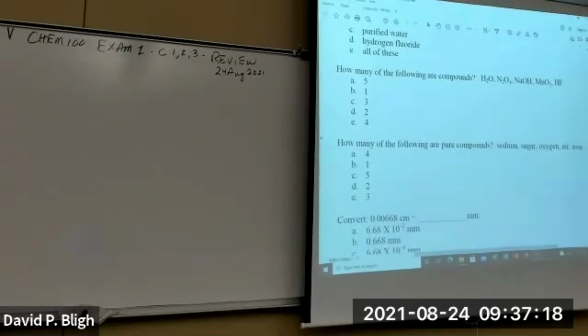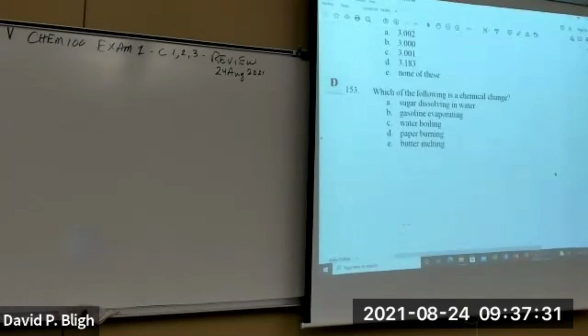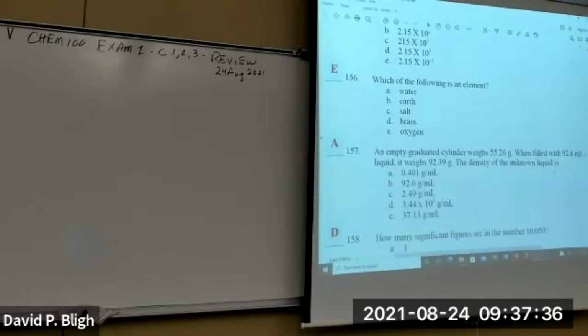Let's do 156, and that'll be the end of it. 156. That'll be the end of our review, in other words. There we go. 156. Which of the following is an element?